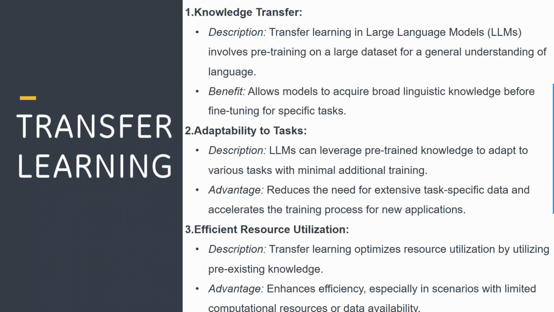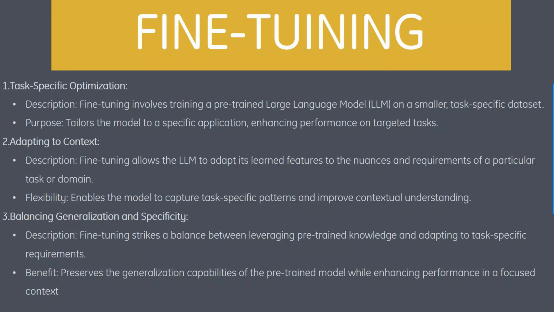The advantage of this would be enhanced efficiency, especially in scenarios with limited computational resources or data availability. Next, we have fine tuning. Firstly, we have task specific optimization. Fine tuning involves training a pre trained large language model, which is LLM, on a smaller task specific data set, and the purpose is to tailor the model to a specific application, enhancing performance on targeted tasks.